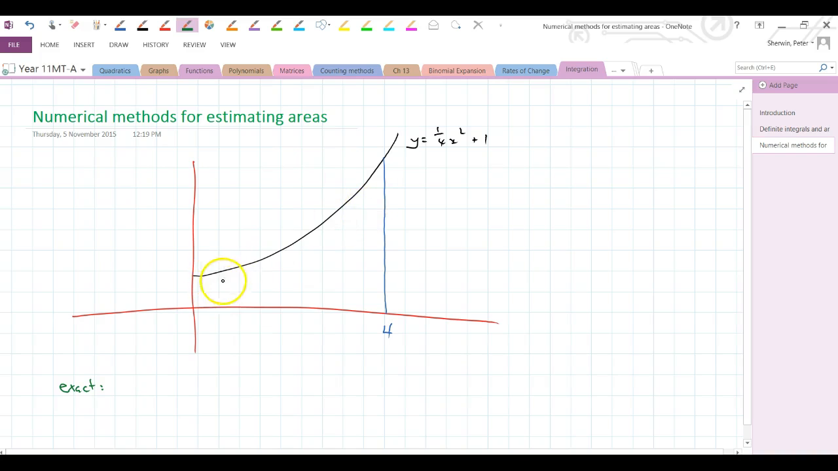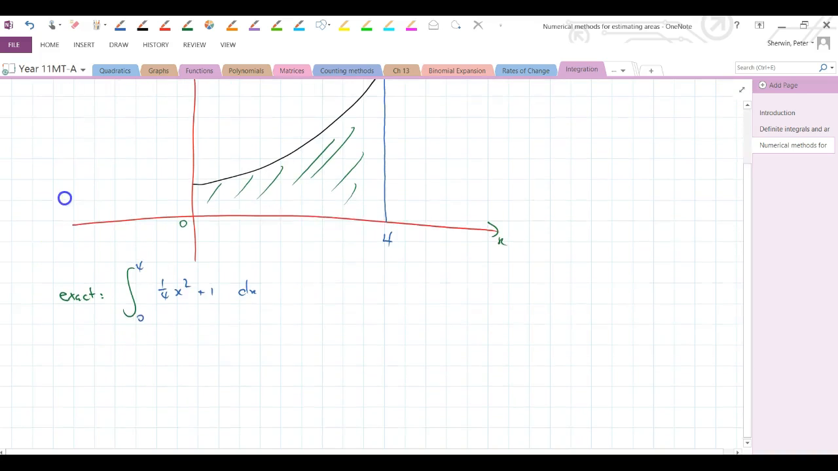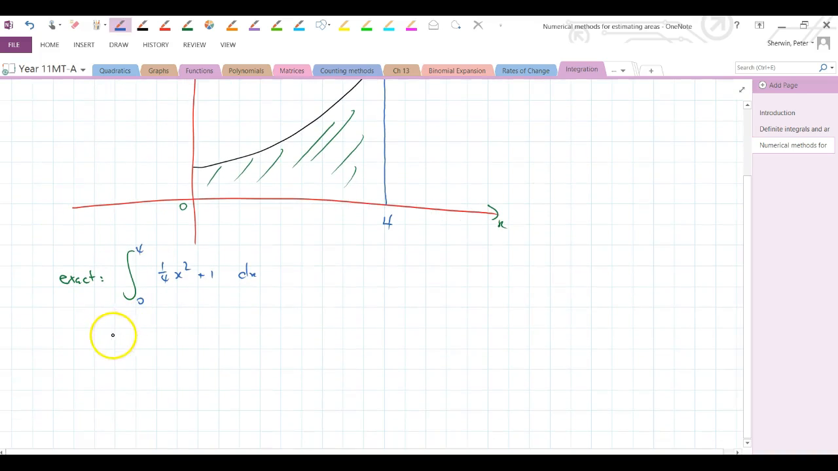So we're looking at this area in here between 4 and 0. It's all this stuff here, bound by a quarter x squared plus 1, the x-axis, x equals 4 and x equals 0. I'll do this quickly because we've been through a lot of this stuff and you know how it's done.